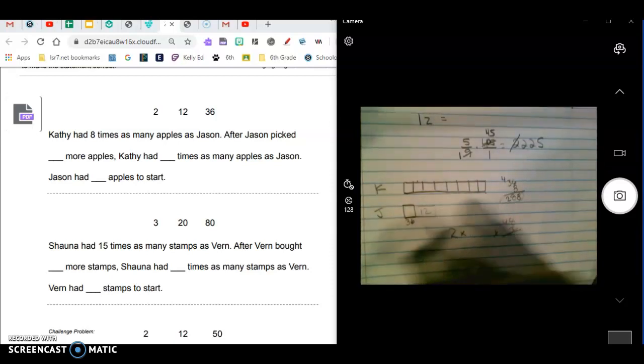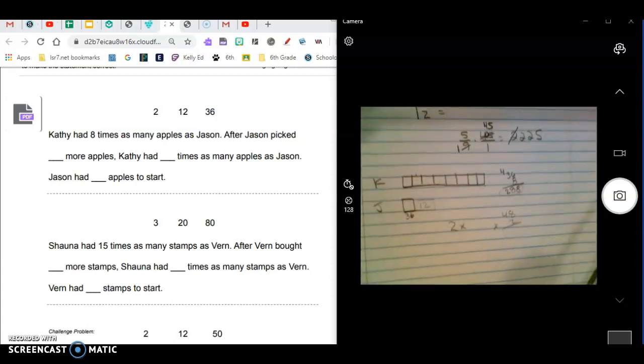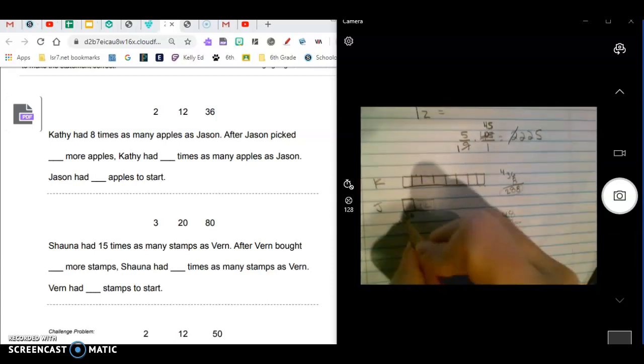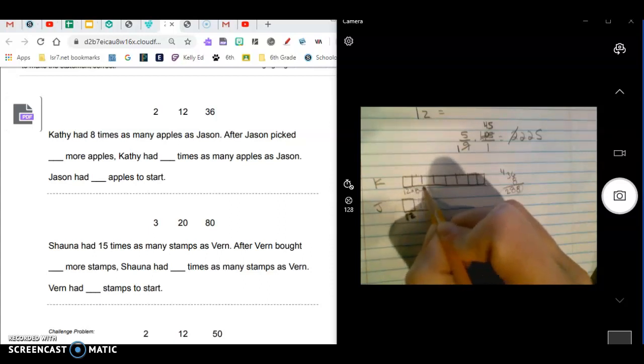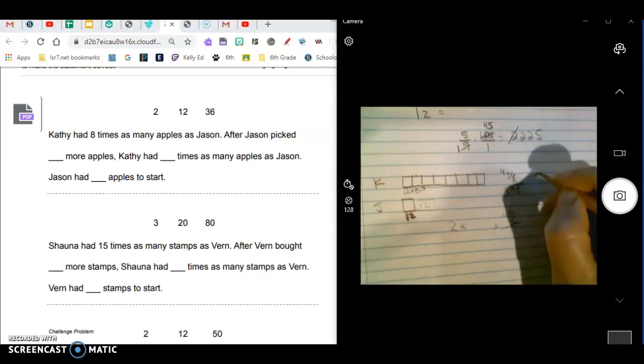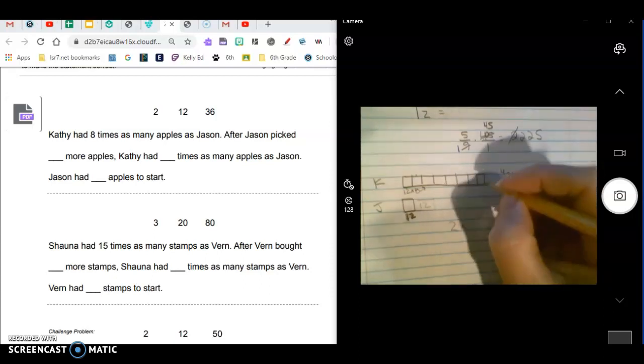So that one wouldn't work. So then we check, what if he would have started with 12 apples? So if he starts here with 12 apples, that means she had 12 times 8 amount of apples. So 12 times 8 is, I should know this off the top of my head, 96. I knew it. I did know it.